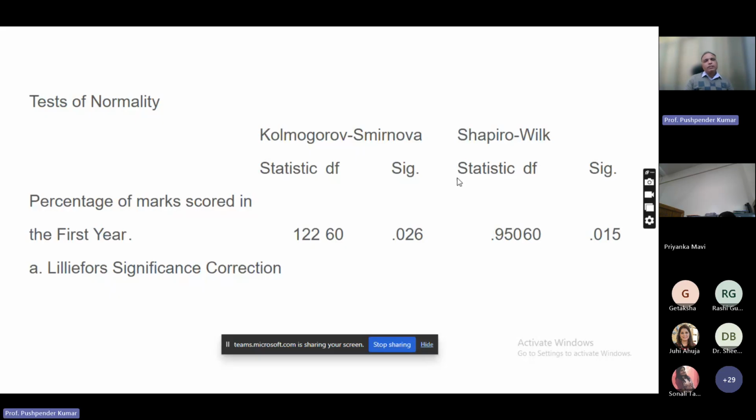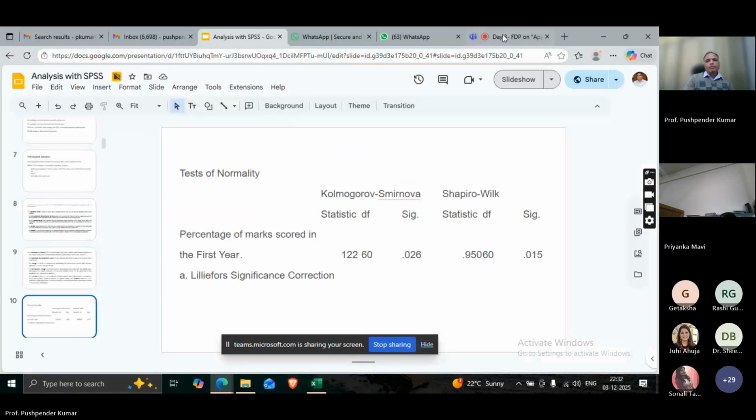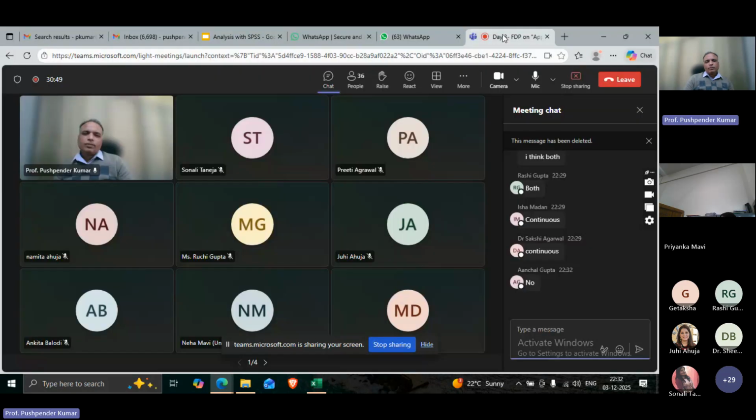So I'm telling you the basics first: describing categorical and continuous data, then check the normality of continuous data. This is the prerequisite before you go for any test. So now my question is, what do you think? Is our data normal or not? Let me come back to you. Anchal says no. Okay, great. What about others? Is the data normal or not on the basis of the outcome you have seen?